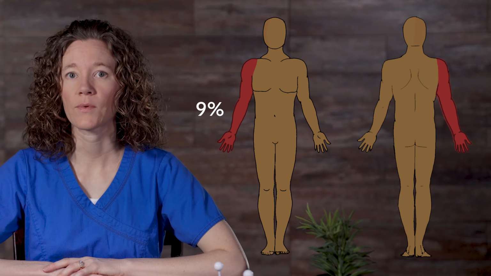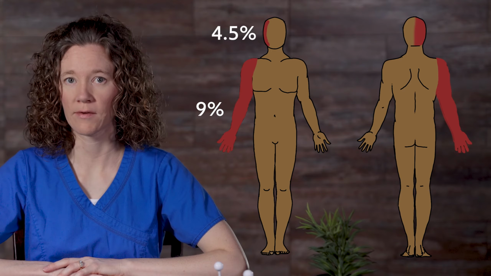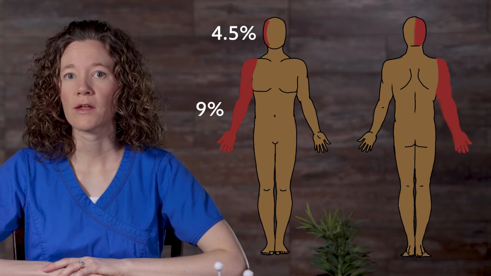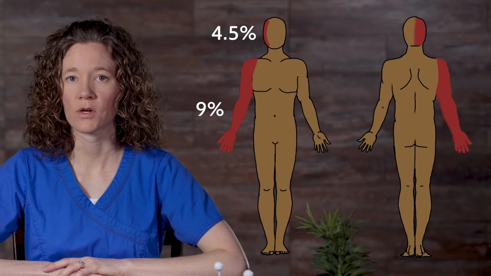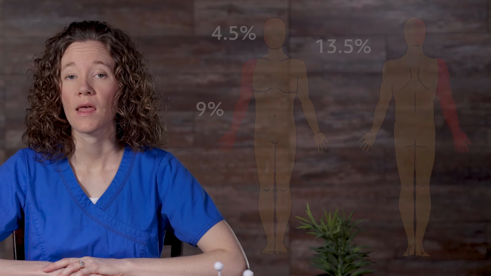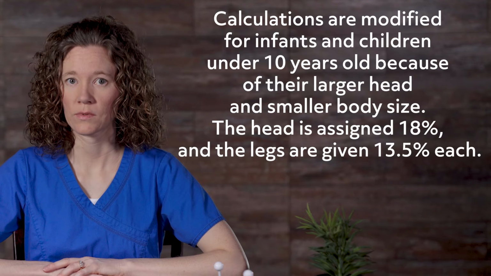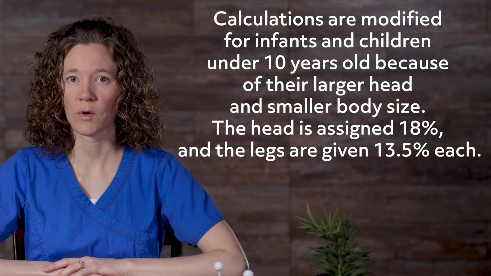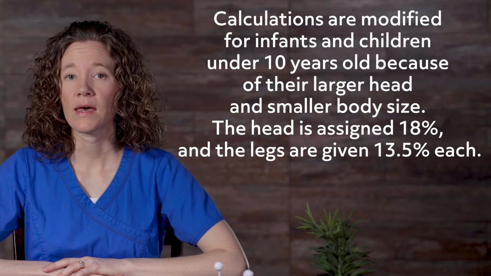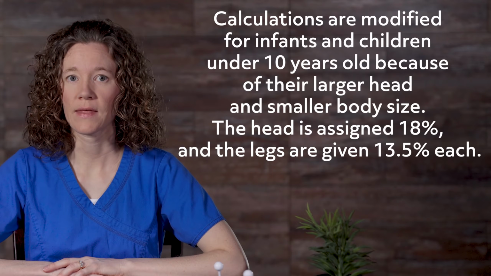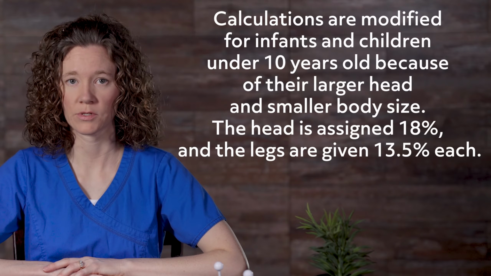If their entire right arm, 9%, and the right side of their head, 4.5%, were burned, the amount of body surface area affected would be 13.5%. Calculations are modified for infants and children under 10 years old because of their larger head and smaller body size. The head is assigned 18% and the legs are given 13.5% each.